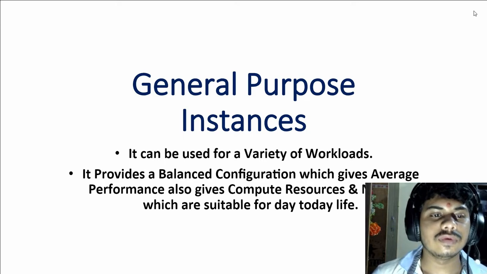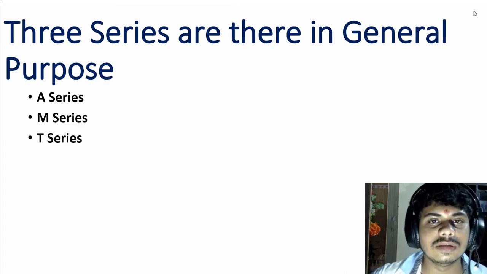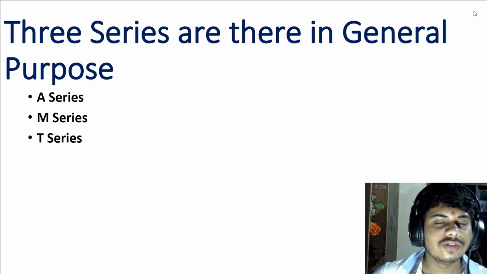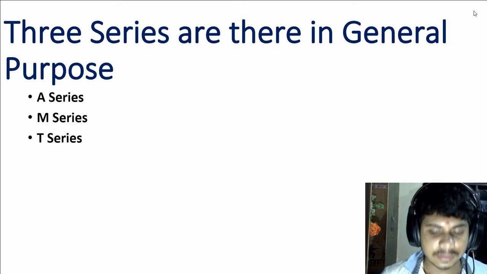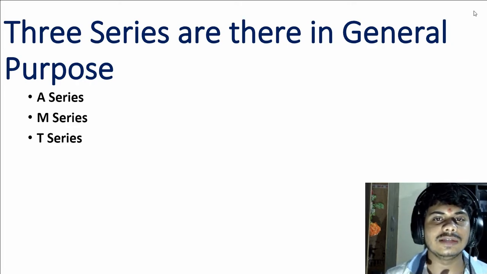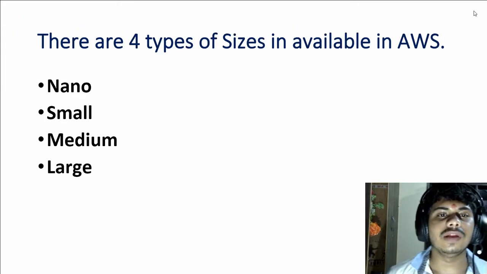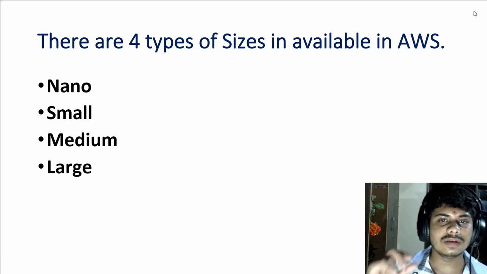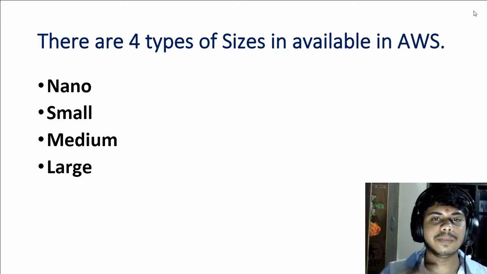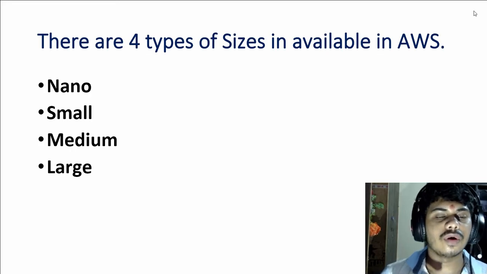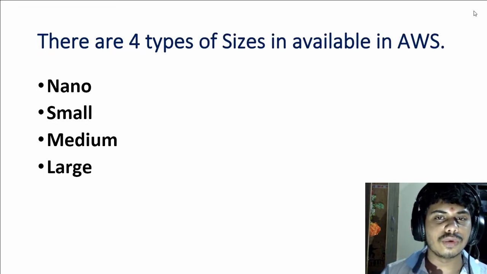Now let's move to another slide. There are three types of instances in general purpose. First is the A series, then there is the M series, and then there is the T series. So just learn the names: A series, M series, T series. Now there are four sizes in which they are available. First is nano, which is the smallest, then small, then medium, then large. It is a way of calling our instances. So there is a group created: nano, small, medium, and large.